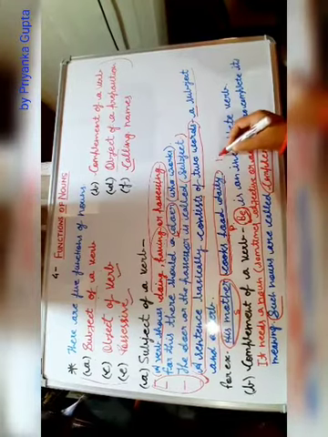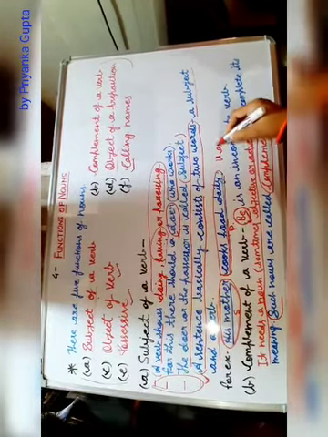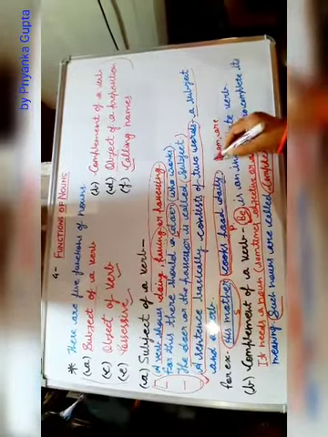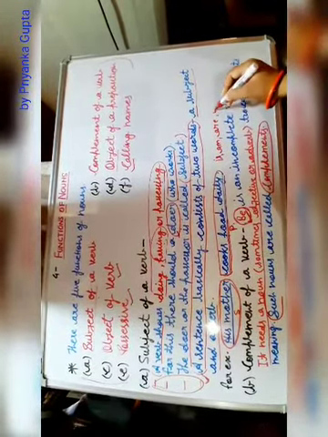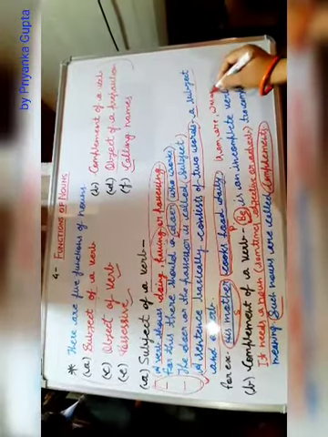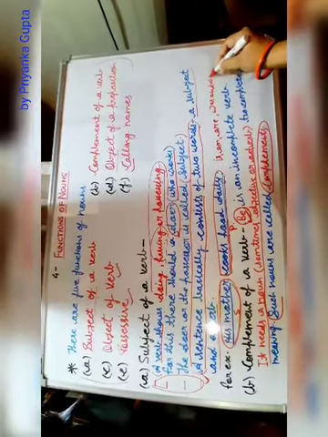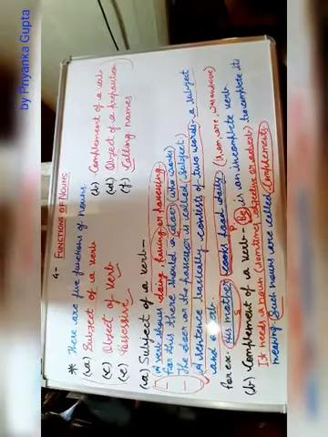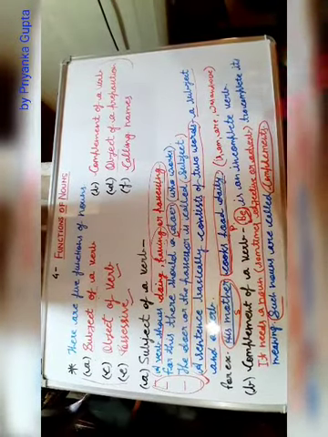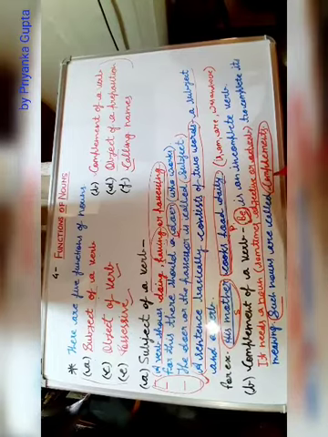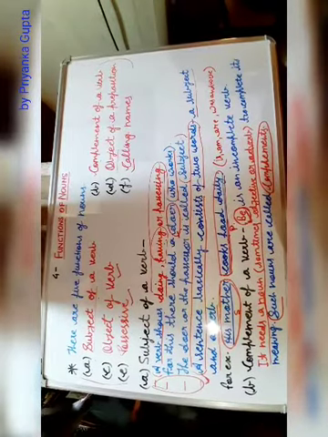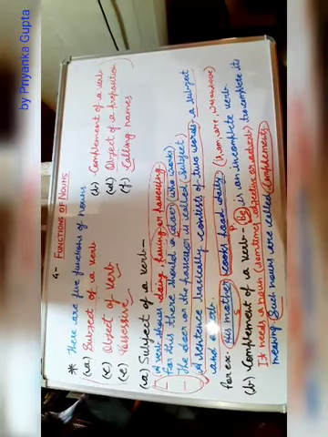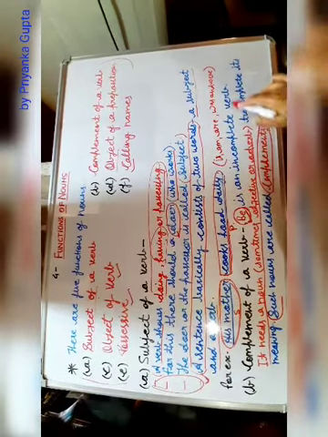Is, am, are, was, and were. Okay, these are your be forms and these are always needed with a subject. Be is an incomplete verb.